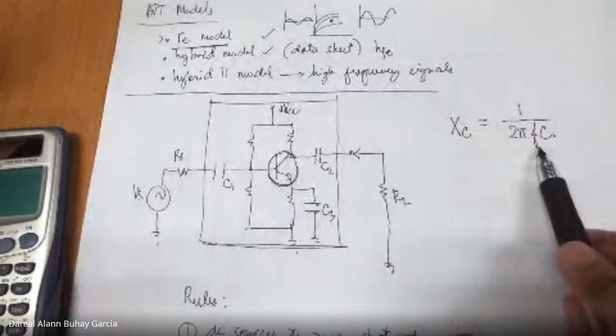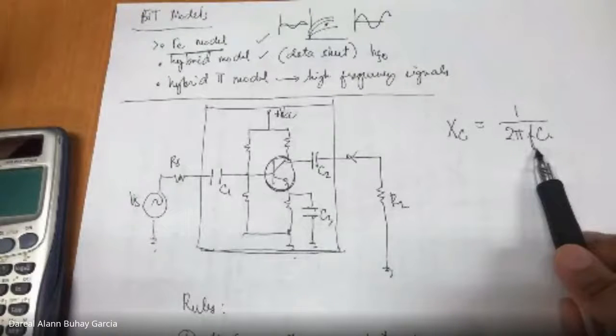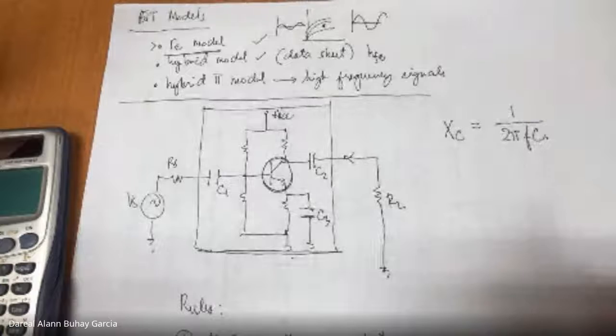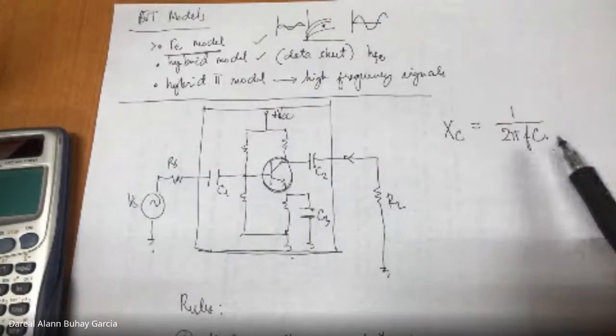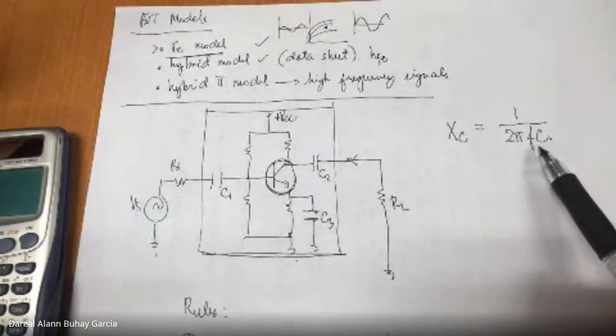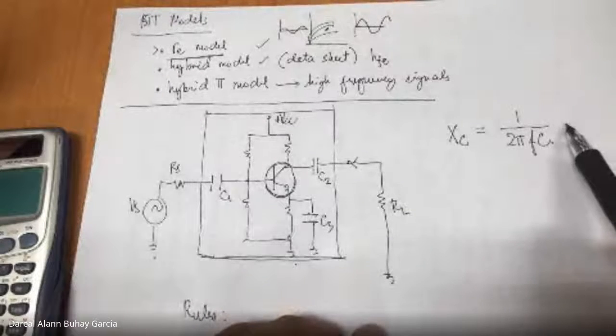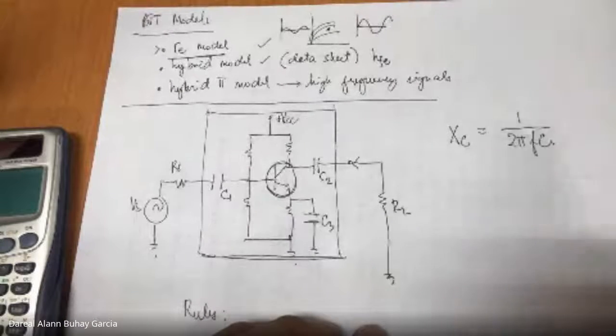Okay. Now, what is the frequency of a DC source? Ang frequency sa DC source is 0, di ba? So if 0 ne, kaya reactance sa capacitor to DC signal to 1/0 is equal to undefined, no? Or infinity. Okay?